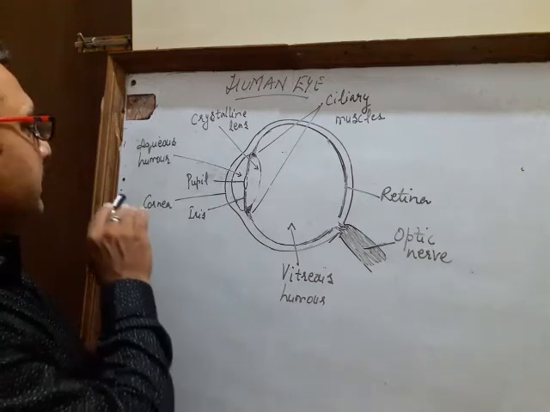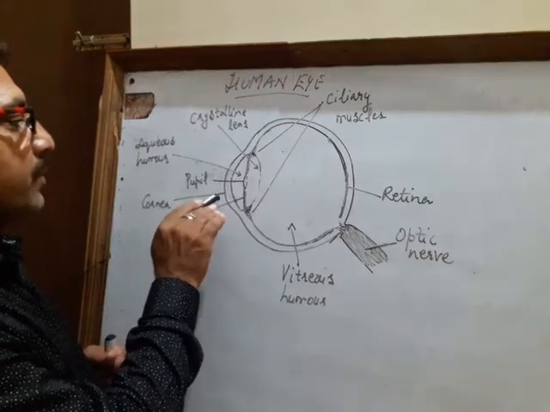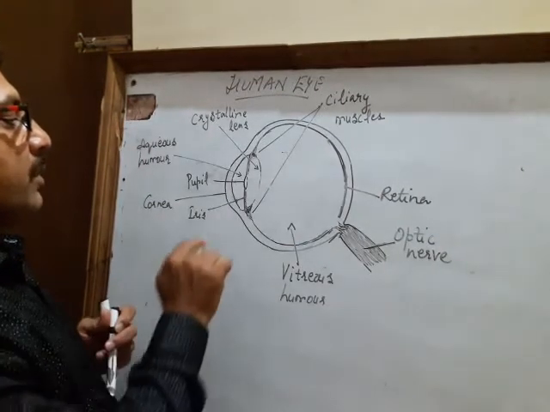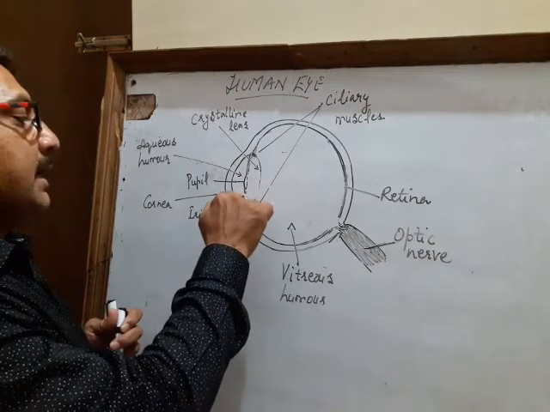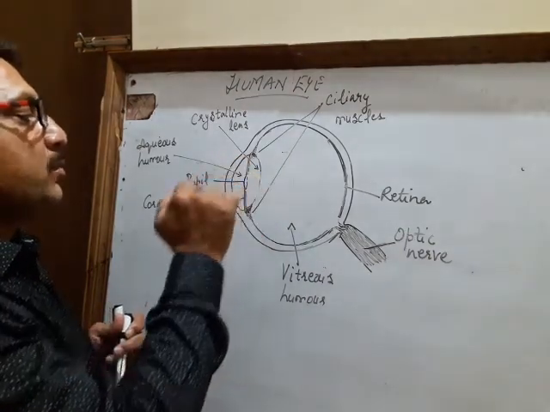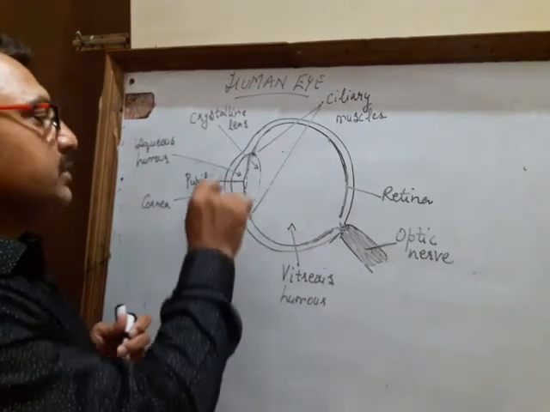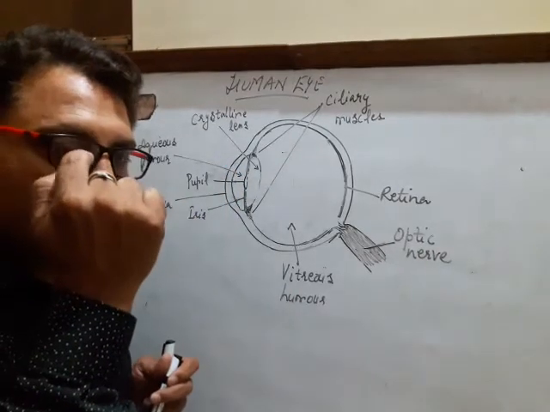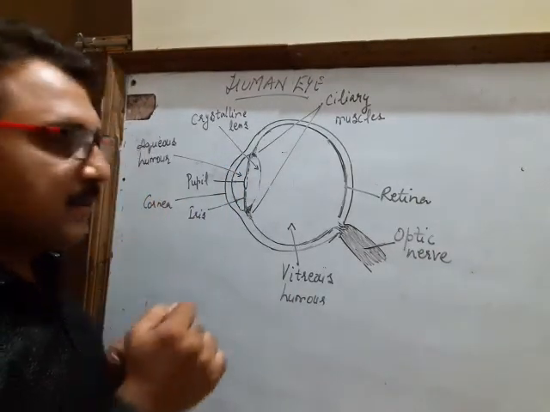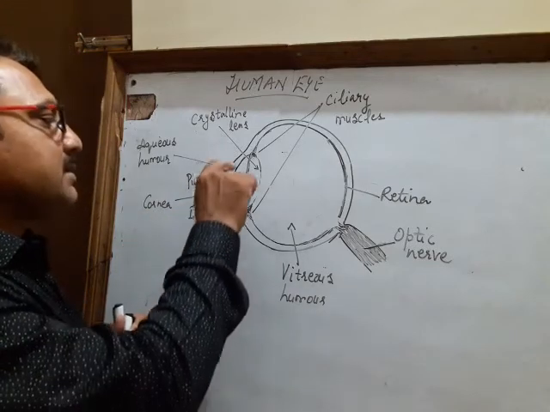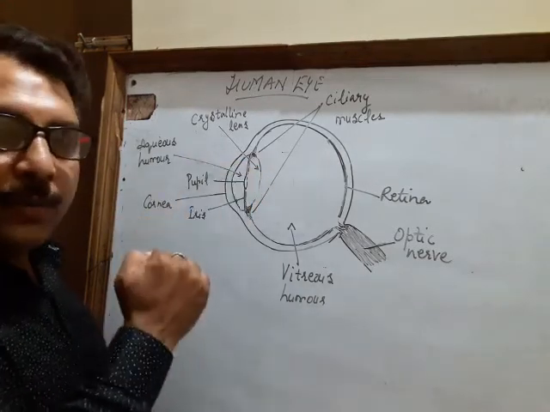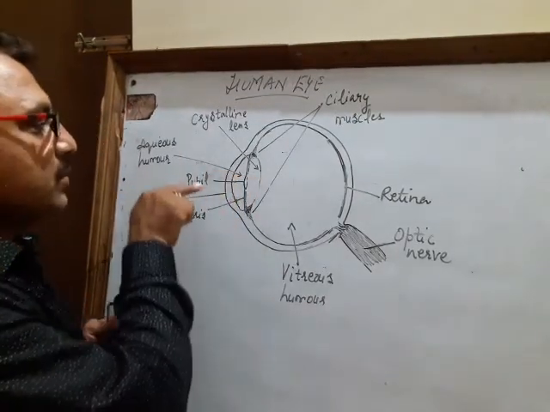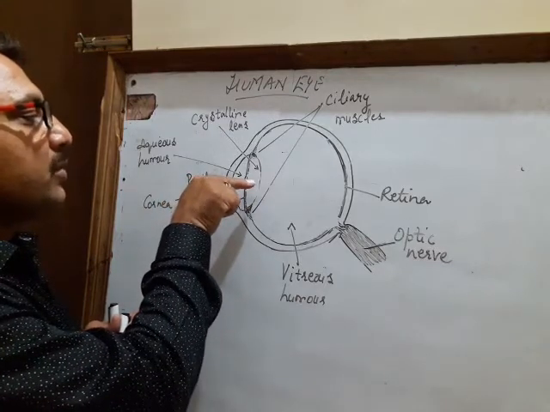So what happens now? Light enters from the cornea. Then as light moves further, you can see this iris. The iris is a muscular diaphragm which controls the size of the pupil. You can see there is a small circle at the center of your eye, that is the pupil. So the iris controls the size of the pupil, and the pupil regulates the amount of light which is entering into the eye. So light enters into the eye through the pupil.